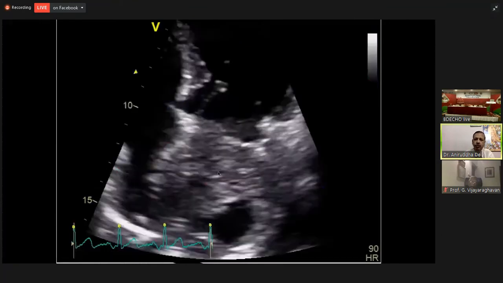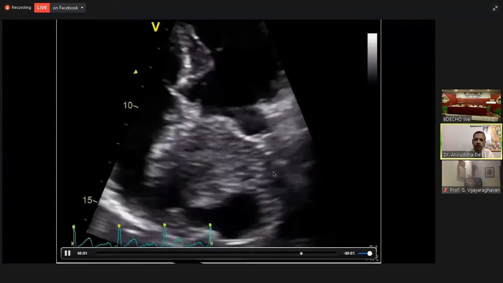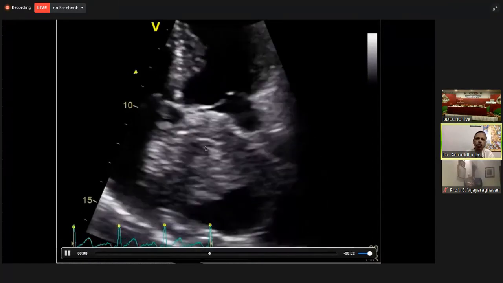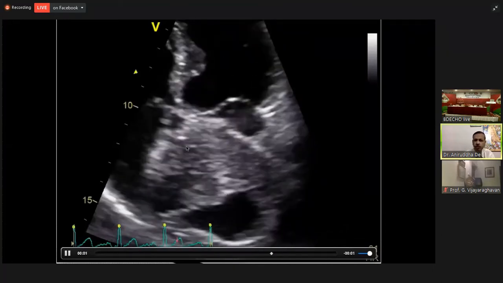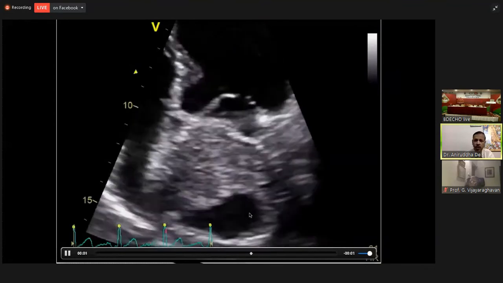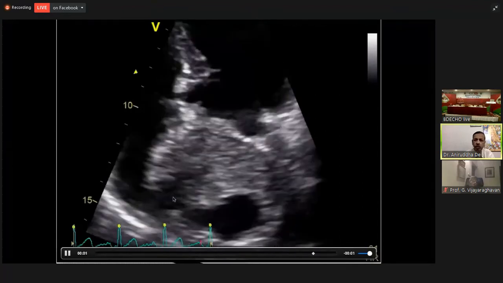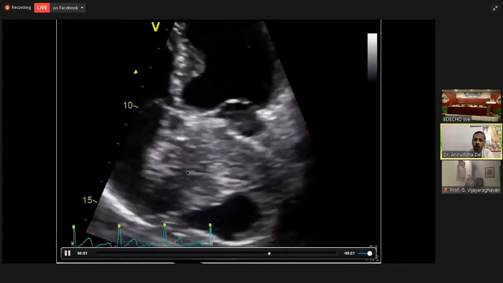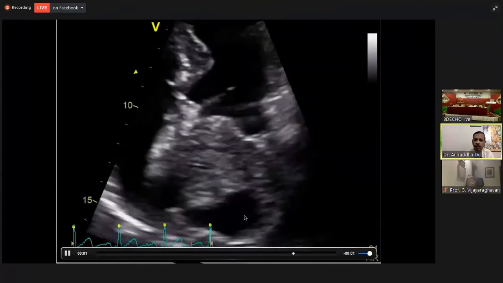And this is a zoomed view. You can see there is a huge mass covering the whole of the LA. In fact, we could not find any origin where it is arising from, whether it is from the septum or a particular valve. But this is a very large mass with a variegated appearance and some sort of cystic degeneration.